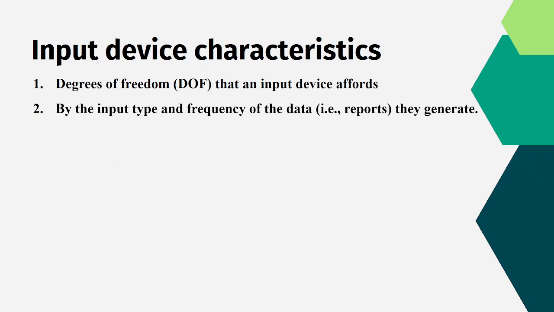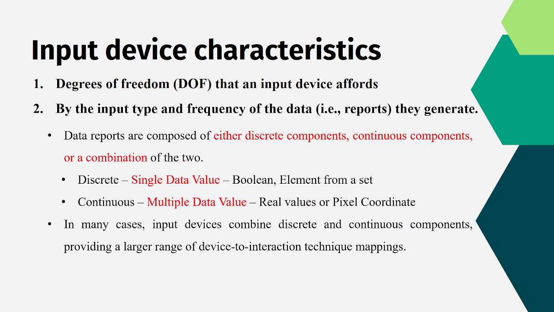The second characteristic is the input type and frequency of the data or the reports that they are generating. Now, input devices are either a discrete component, a continuous component, or a combination of the two. When we say it is a discrete input device, it is basically generating a single data value like a boolean, 0 or 1, yes or no, true or false, or any specific element from a set.